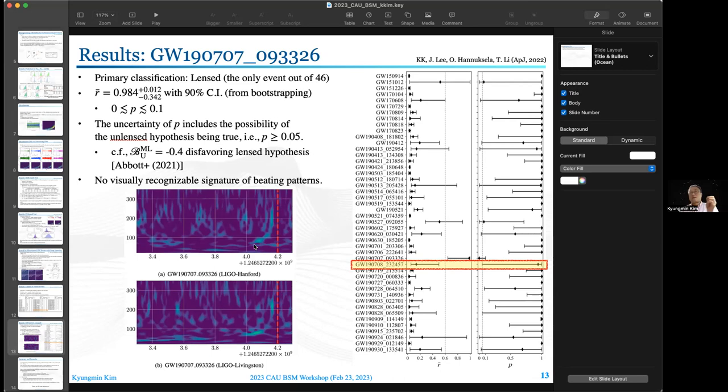On a single image. Yes. Not considering the correlations between events. Yes, no correlations due to lensing. But we check the coincidence between different data, like the LIGO Hanford data and LIGO Livingston data, only for the same single event, not different events. Okay. Thanks.